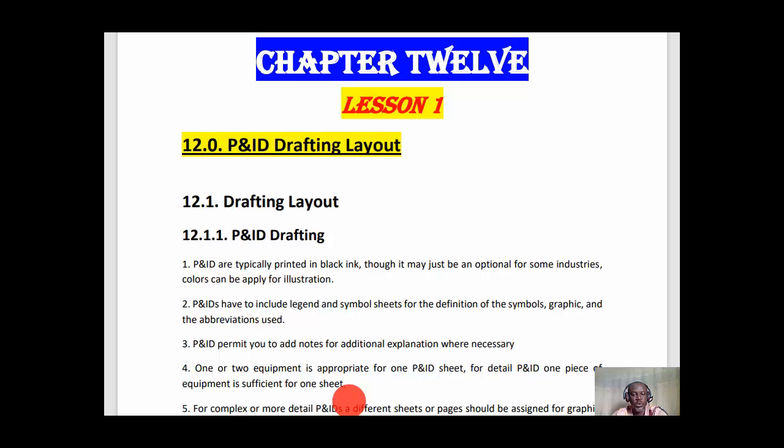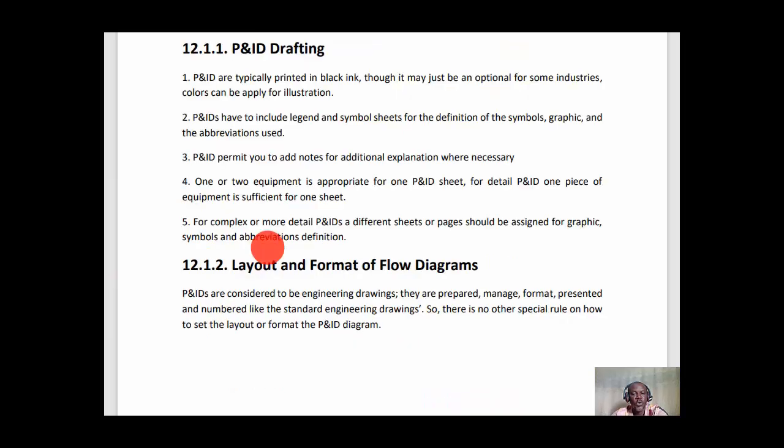One or more equipment is appropriate for one P&ID sheet. For detailed P&ID, one piece of equipment is sufficient for one sheet. For complex or more detailed P&ID, a different sheet of pages should be assigned for graphic, symbol, and abbreviation definitions.